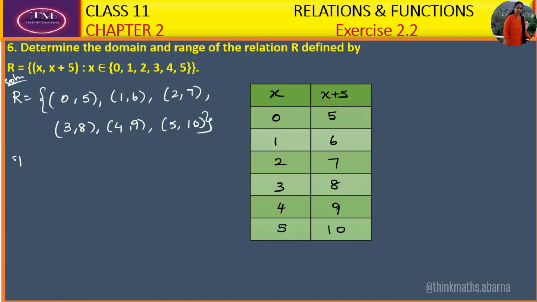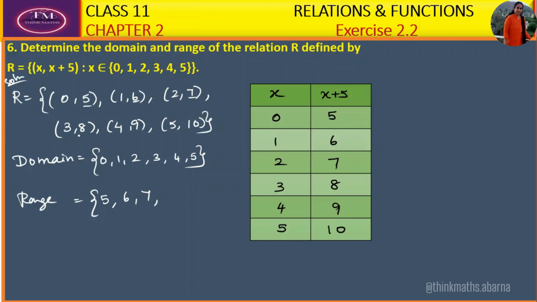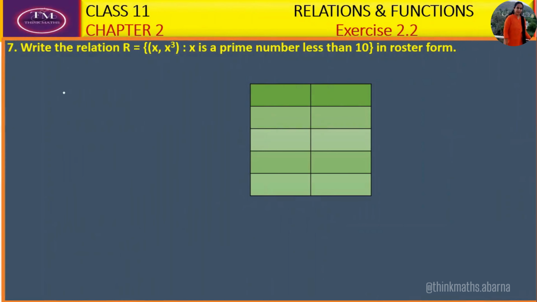Now what is domain and range? Domain is the first element in the relation: 0, 1, 2, 3, 4, 5. This is the domain. What is range? Range is nothing but the second element: 5, 6, 7, 8, 9, 10. This is the second element in the ordered pair, so it is the range. You understood? Very easy. Next, move on to the seventh problem.